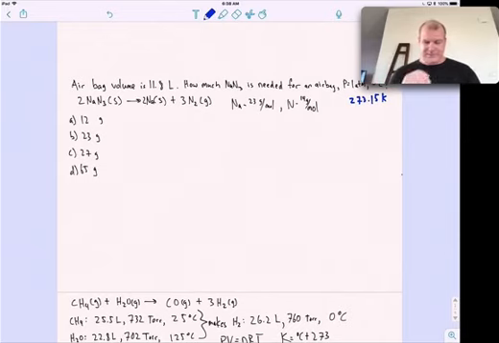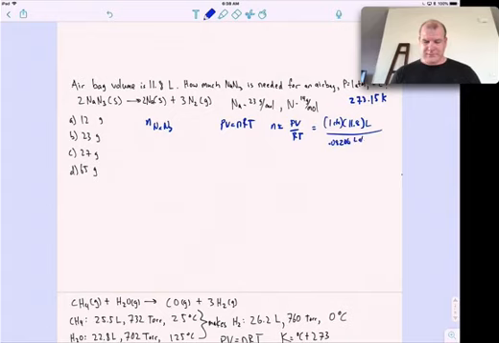Okay, so how do you do this problem? You need moles of NaN3, and we get that from the moles of nitrogen. We get the moles of nitrogen from the volume of nitrogen. PV equals nRT, so n equals PV over RT. Pressure is just 1 atm, and volume is 11.8 liters.